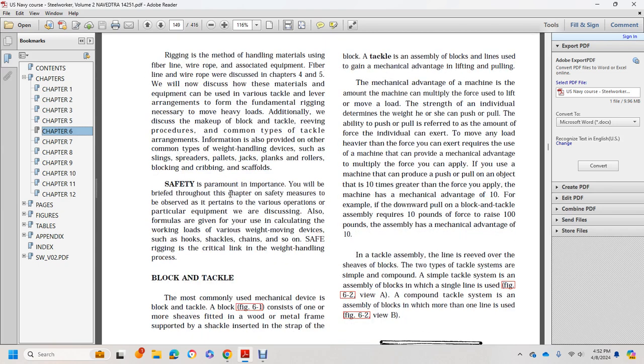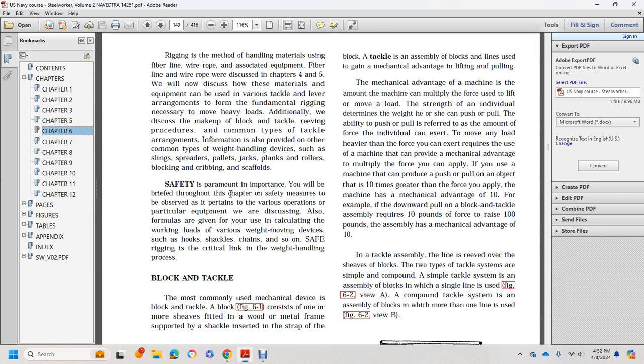Safety is of paramount importance. Throughout the chapter, you will be briefed on safety measures to be observed that pertain to the various operations and particular equipment that we are discussing. Also given are formulas for calculating working loads of various weight moving devices such as hooks, shackles, chains, and so on, as rigging is a critical link in the weight handling process.